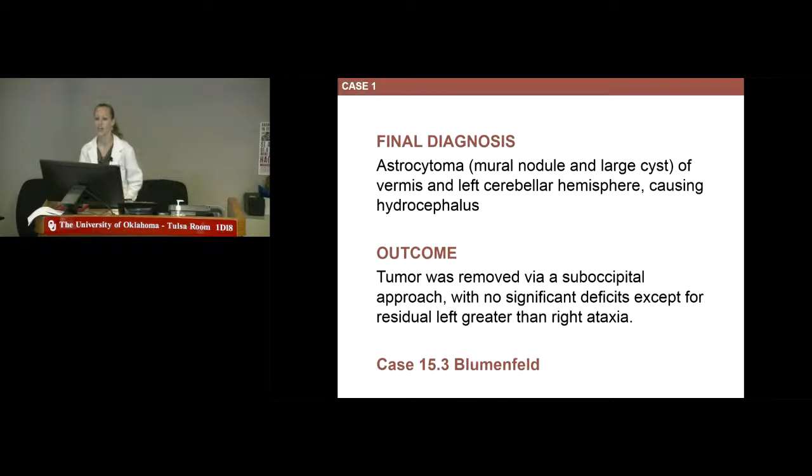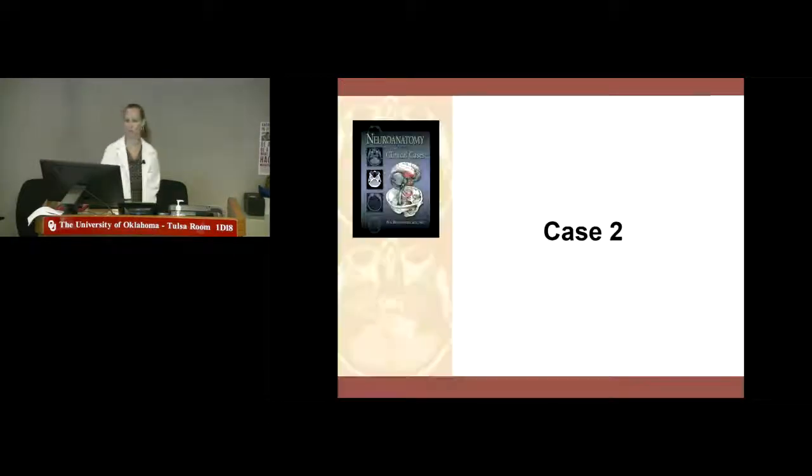So final diagnosis, it was actually an astrocytoma. I don't know anything about that because I'm not a pathologist. Of the vermis and the left cerebellar hemisphere causing hydrocephalus. They were able to take the tumor out, and even as big as that thing was, he was left with a little ataxia, but was still pretty much okay. So there you go. This is from the Blumenfeld test.